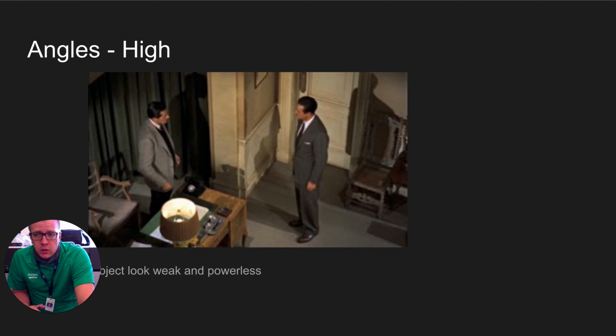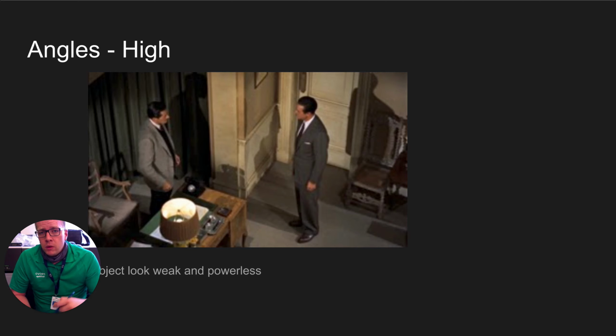Okay, so that's our shots. We're going to talk about angles now. And angles, we have our high angle. High angles are typically used to make your subjects, whoever's in that shot, or whatever's in that shot, look weak and powerless. They can also add a certain amount of intensity to that.